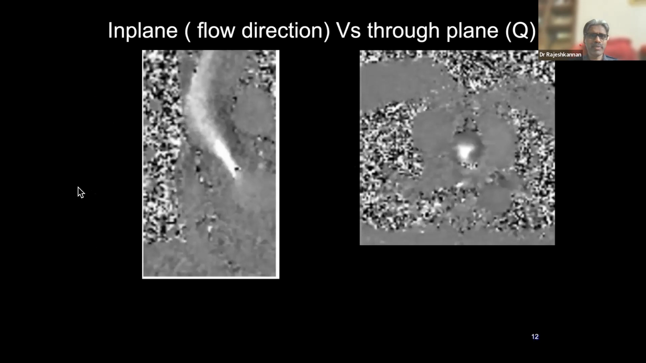So this is the difference between an in-plane flow versus a through-plane flow. If you want to do any quantification, if you want to calculate the forward flow and the reverse flow, then you have to use only the through-plane. If you just want to know the flow direction, or look at the highest velocity so that you can plan a further through-plane at that level, then you can use in-plane images like this.